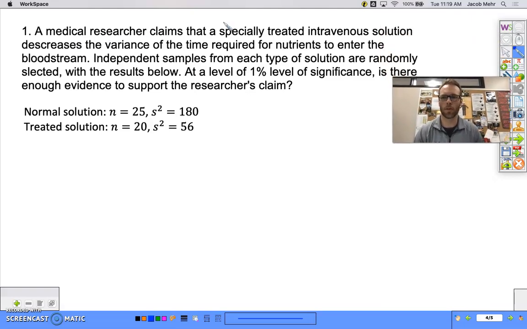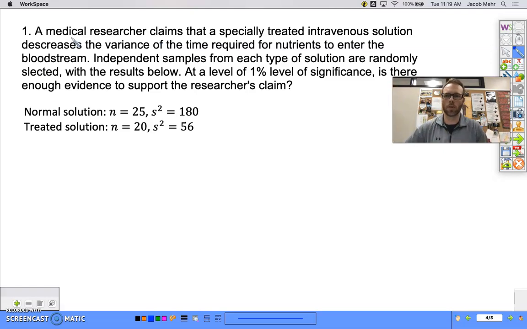So let's say a medical researcher claims that a specially treated intravenous solution decreases the variance of the time required for nutrients to enter the bloodstream. So we've got some solution. We want to know, how long does it take for the nutrients that are in the solution to enter the bloodstream? Now, we're not looking at the mean length of time. We're talking about the variance. What does that distribution look like?